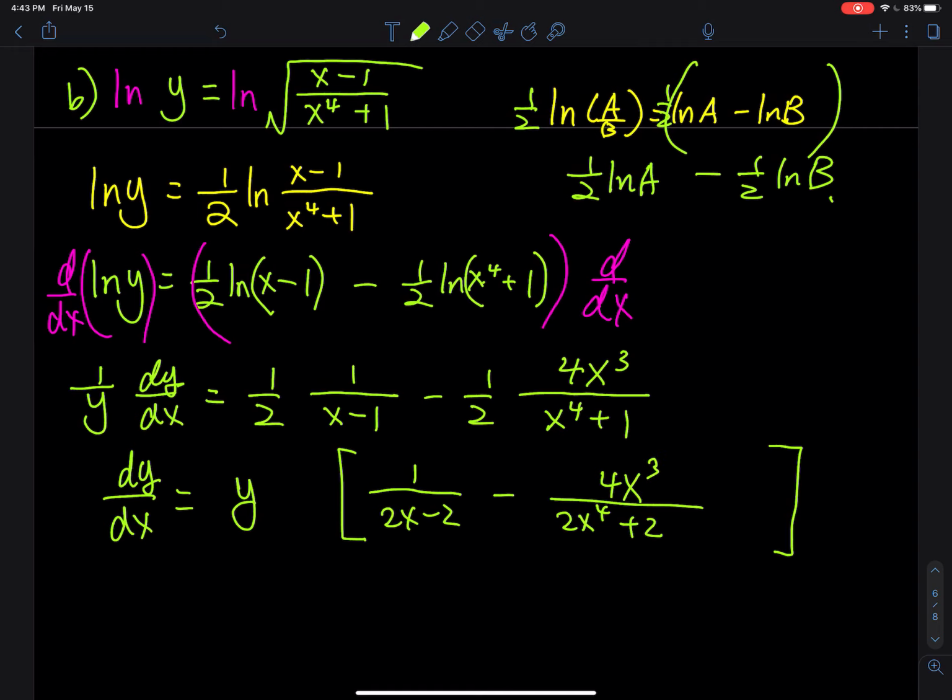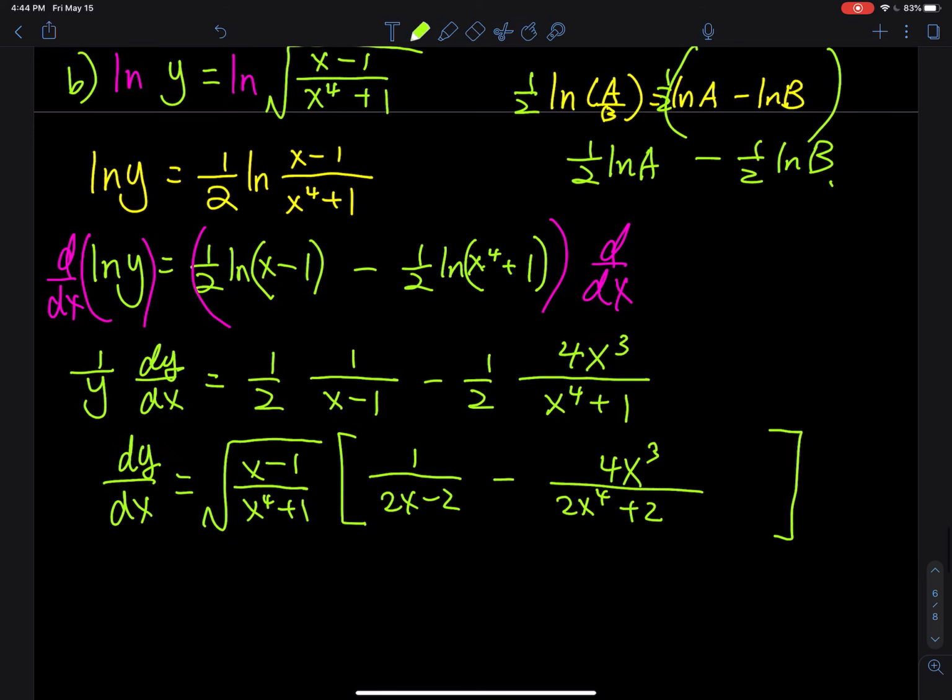And then if you are using a pencil, just simply erase the y and then replace that with the problem. So which is the square root of x minus 1 divided by x to the 4th plus 1. So that is the answer of part B. So moving on to C.